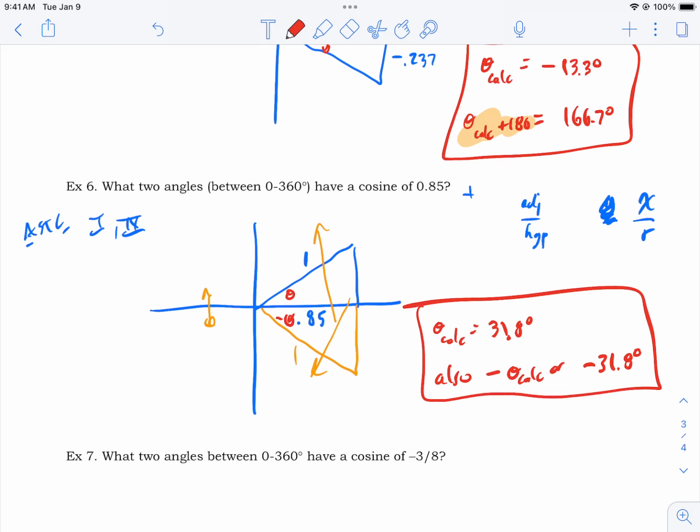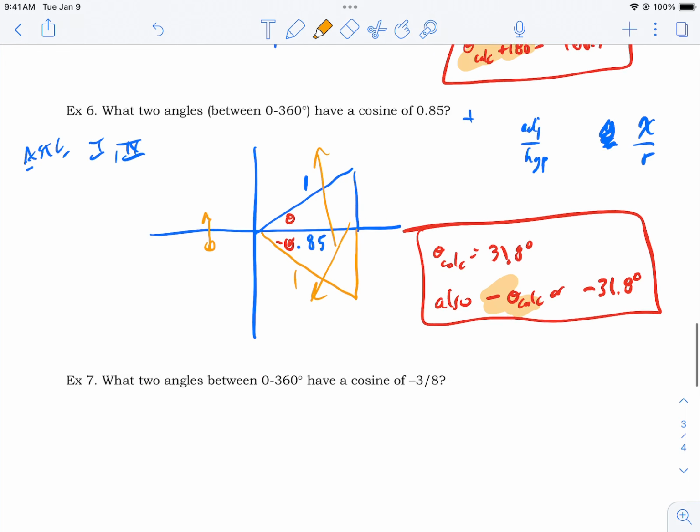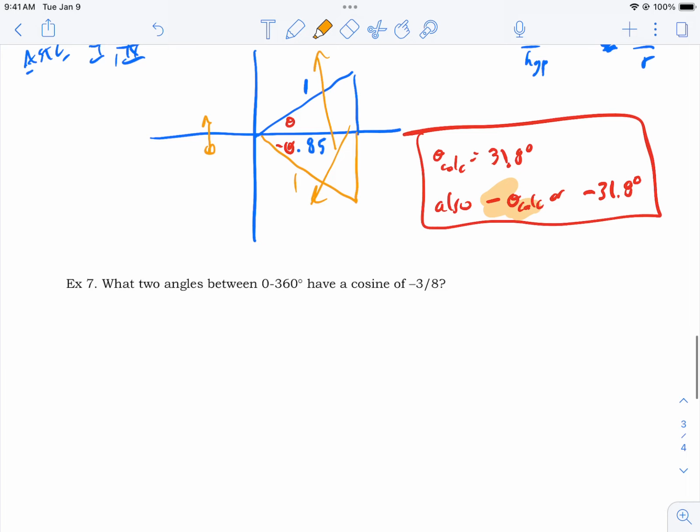And so these are the three kinds of motions that you've got to do. You've got to either do 180 minus, 180 plus, or do a negative of the calculator, and it'll work. You want to try this next one? It's our last one of this set. What two angles, 0 to 360, have a cosine of negative 3/8?